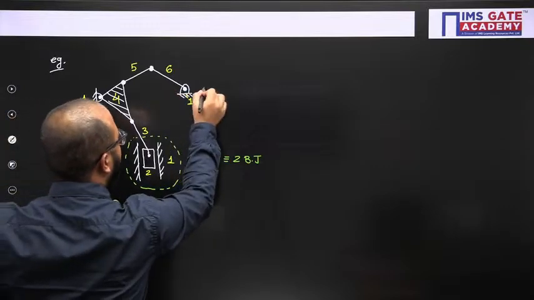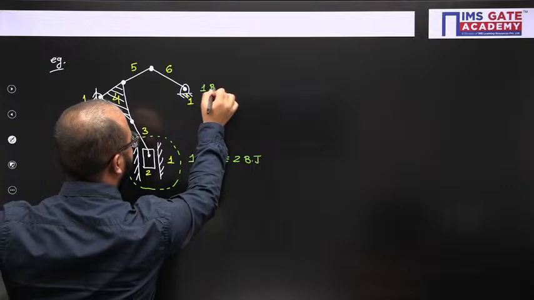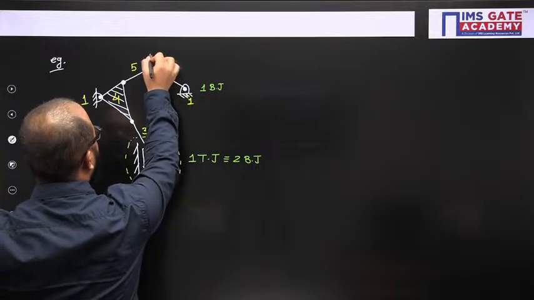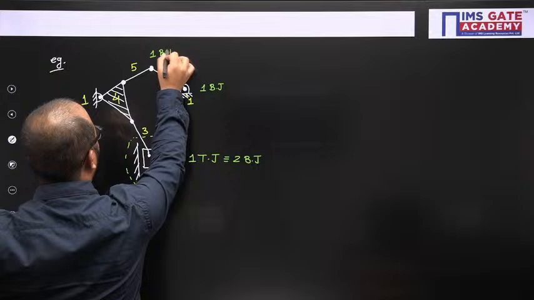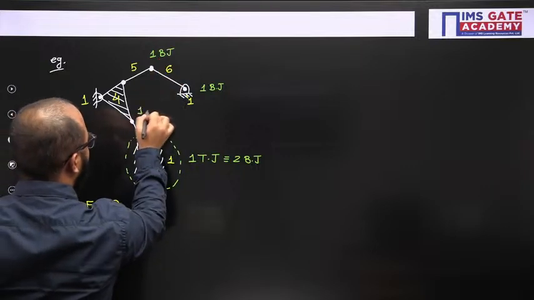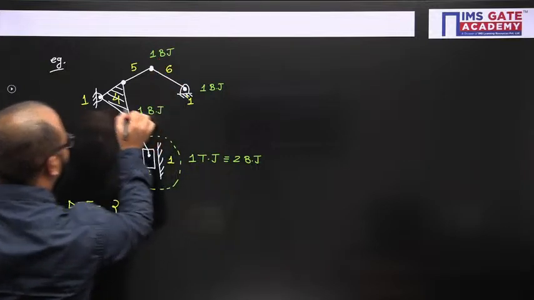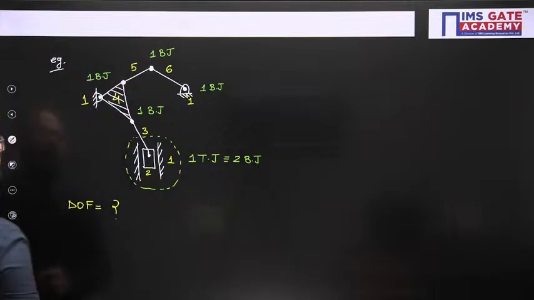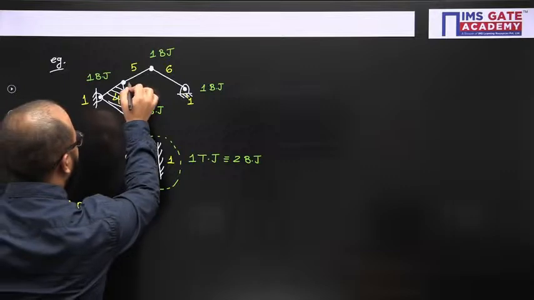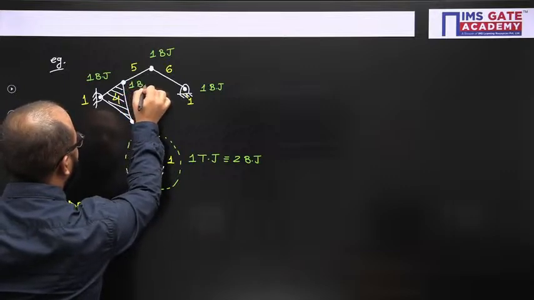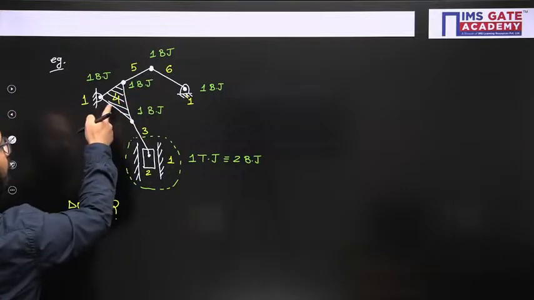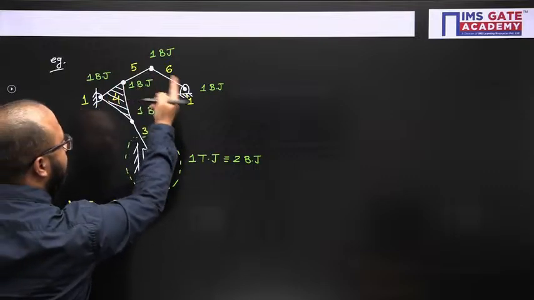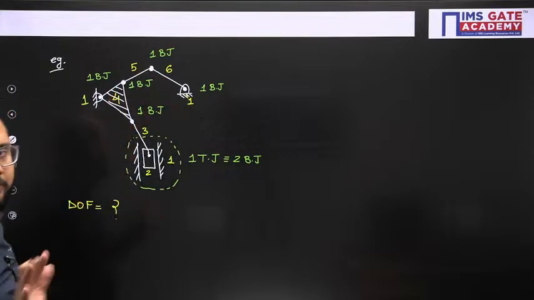6 and 1, one binary joint. Two links get connected, so binary joint. 5 and 6 connected, one binary joint. 4 and 3, one binary joint. Then 1 and 4, one binary joint, like this. 4 and 5, one binary joint. Okay, 1 and 4, 4 and 5, 5 and 6, 6 and 1, 4 and 3. These are the binary joints.